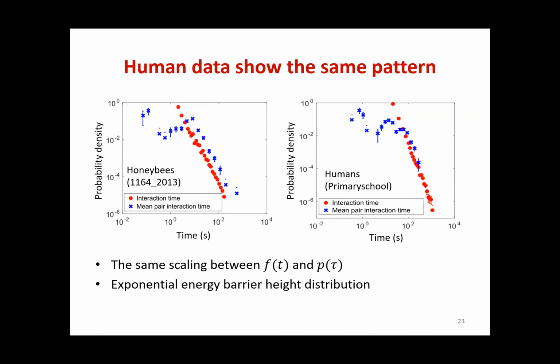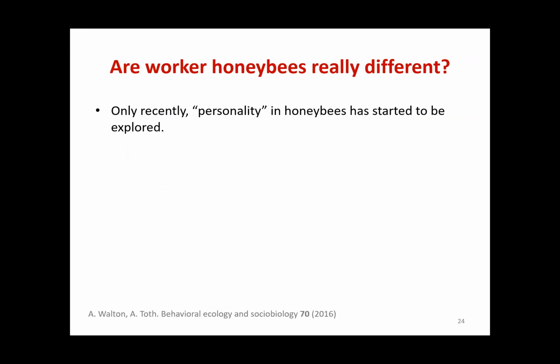And here again, I'm only showing one of the data sets, but we see the same tail behavior for all the data sets we analyzed. So what our theory tells us is that this power distribution, as well as the scaling law, is due to the individual differences in the population. However, only recently, the individual differences in worker honeybees have started to be recognized. So we had to directly show that the worker honeybees are actually different to convince the people in the field.